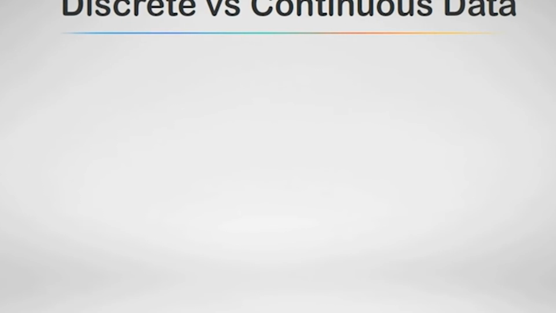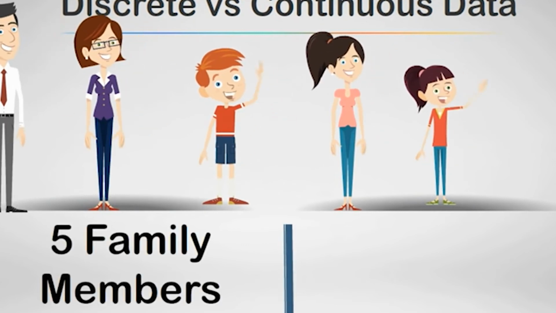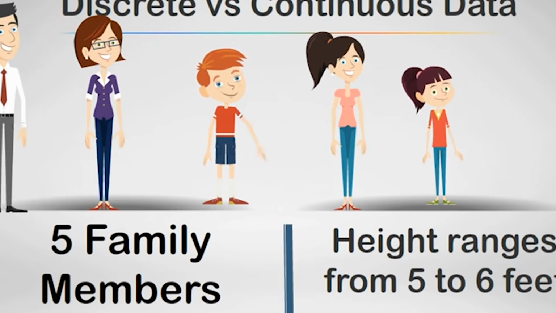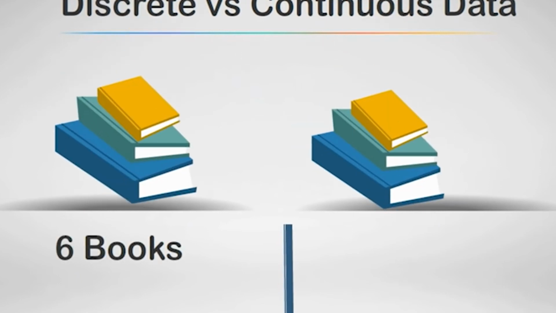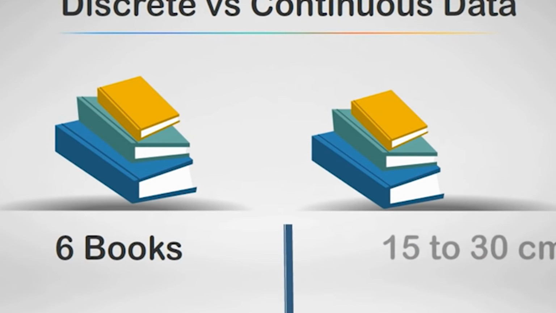Let's look at two examples and see the difference between these two types of data. Let's talk about your family. With your family, the family members would be discrete because you have 5 family members. The continuous data is that they range in height between 5 feet and 6 feet. Next, let's talk about books. Books on your bookshelf. The discrete data would be you have exactly 6 books. The continuous data would be the books range from 15 to 30 centimeters in length.